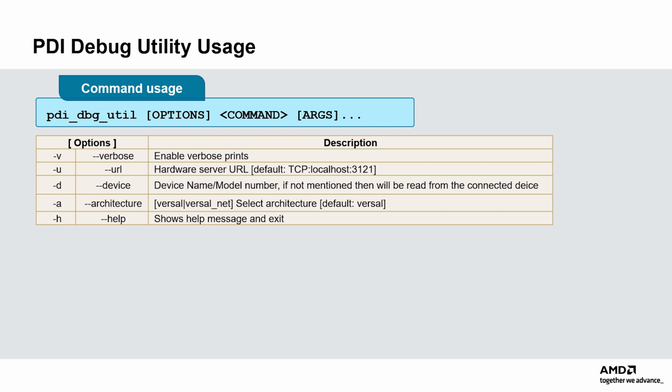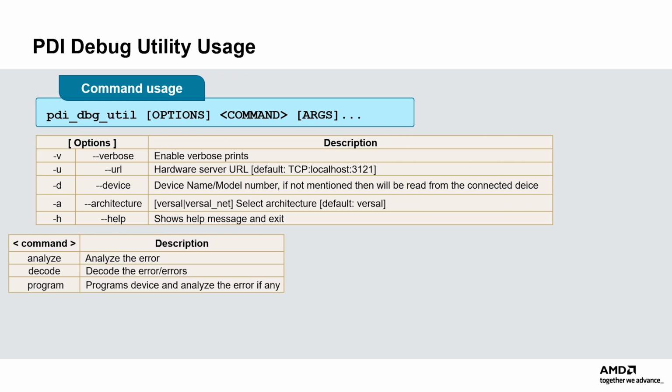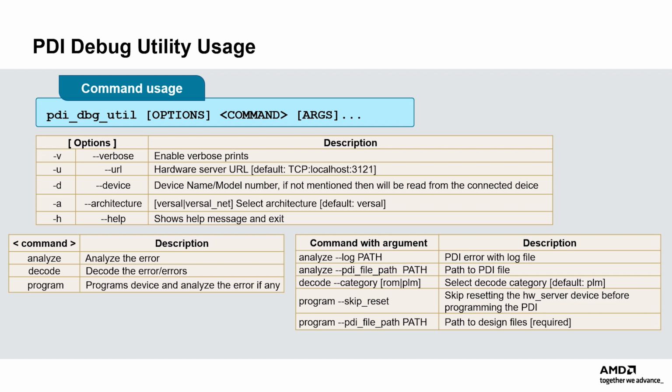The available options are as shown here. The command value can be one of the following: analyze, to analyze the error log and the device status; decode, to decode one or more ROM or PLM errors; program, to program the device and analyze any errors afterwards. Each command value takes different arguments as shown here. For more details, see the Vivado Design Suite Programming and Debugging User Guide.